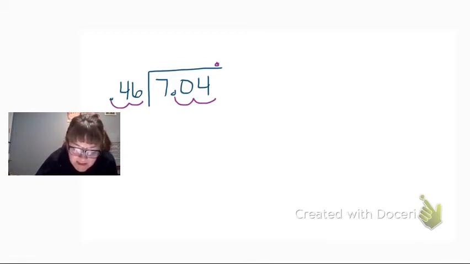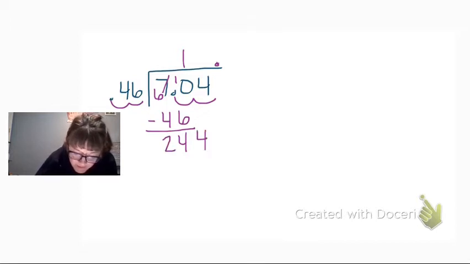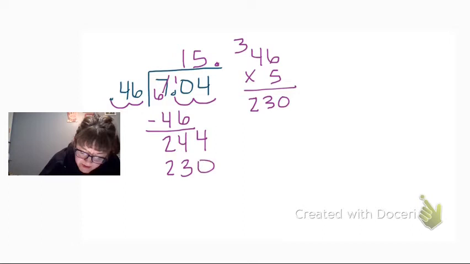Now 46 won't go into 7. So we think, okay, how many times will 46 go into 70? We'll just go once. And 1 times 46 is 46. Now we'll subtract. And then we'll drop that 4. So now we're looking at 46 into 244. Let's look at maybe 5 times. 5 times 6 is 30. 5 times 4 is 20, plus 3 is 23. Okay, so we'll say 5 times. That gave us 230. And now we'll subtract again.